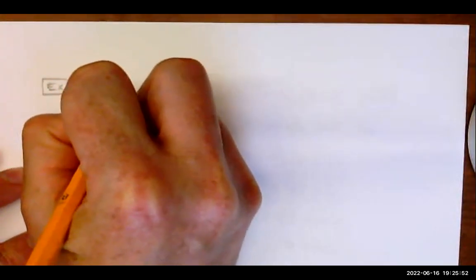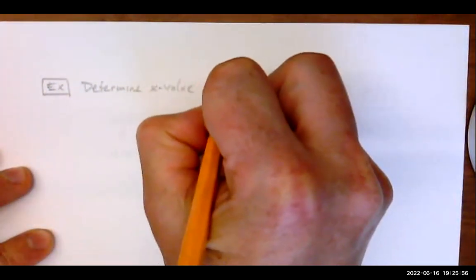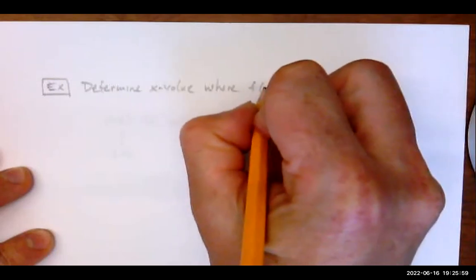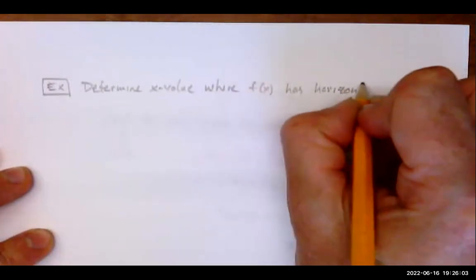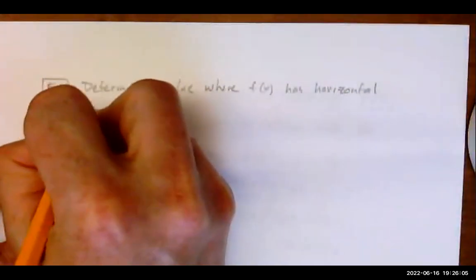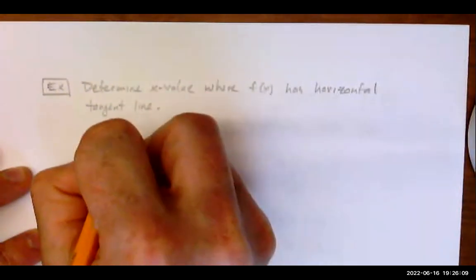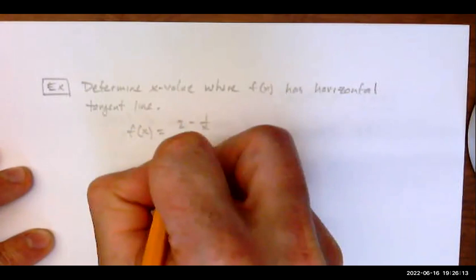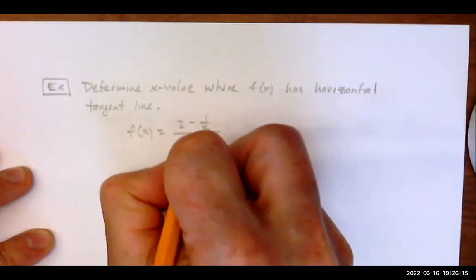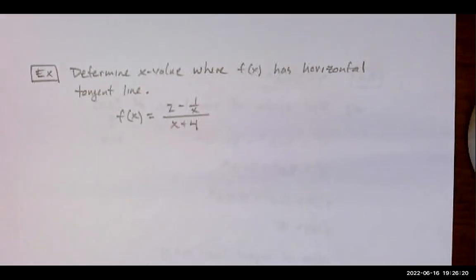Determine the x values where f of x has a horizontal tangent line. And our function was this, 2 minus 1 over x plus 4. Let's pause for a second.